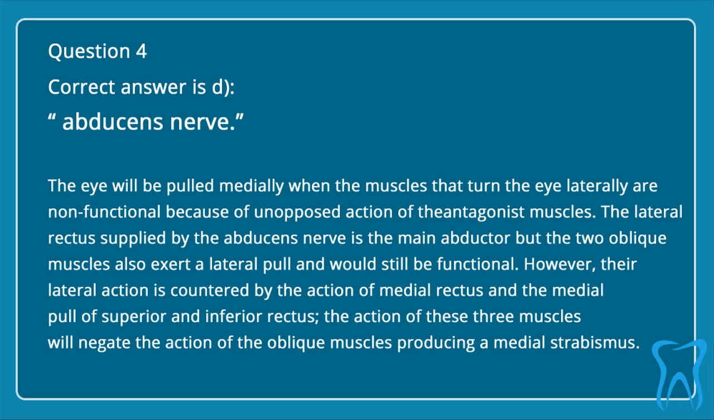Abducens nerve. The eye will be pulled medially when the muscles that turn the eye laterally are non-functional because of unopposed action of the antagonist muscles.